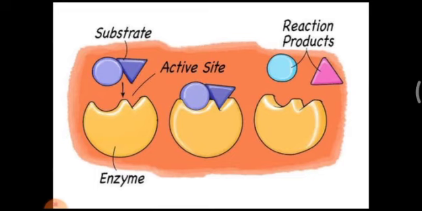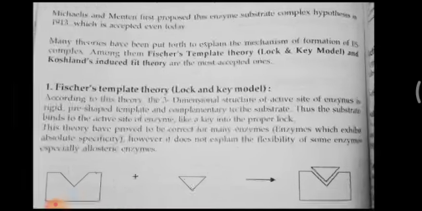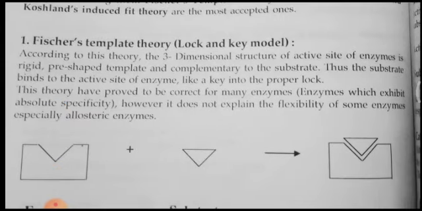So this is the illustration of the enzyme mechanism. E plus S gives ES complex in the second one, and later E plus P. So this is the basic enzyme mechanism of action. The same thing in this slide also, you can see in the above, E plus S is ES plus E plus P.